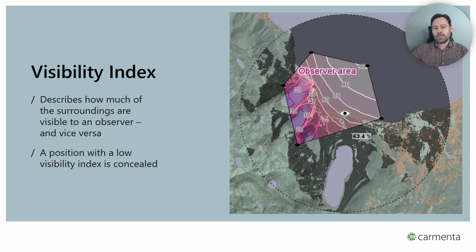A position with a low visibility index is concealed, since line of sight can be used in both directions. If our aircraft cannot see much of the ground terrain around it, there are also few places from which a ground-based unit can see our aircraft.